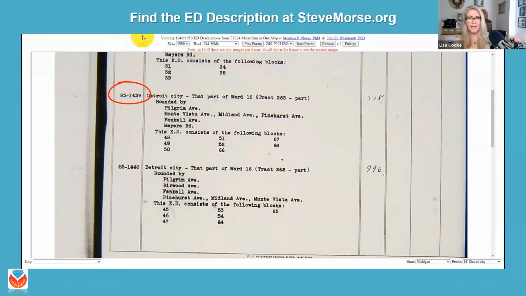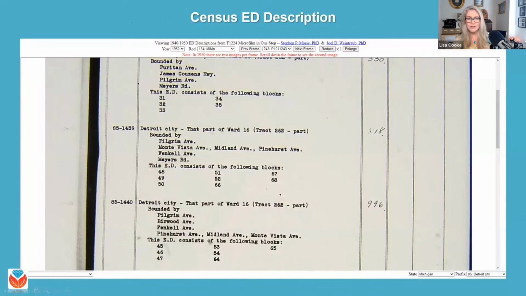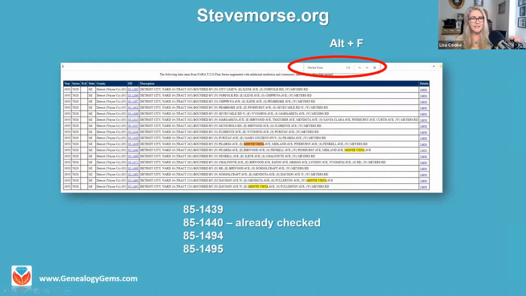Here's another quick and easy way to get your list. So here was our census page description. But if you go back to the original list and you do a quick Alt-F on your keyboard, like find, type in Monte Vista, and it will instantly show me exactly which EDs have Monte Vista, without me having to go through and read all of them. It will highlight them for me. So I can make a little checklist. Now I've got 1439, 1440, 1494, and 1495. So I'm probably going to look at 1439 first because it's the closest one.